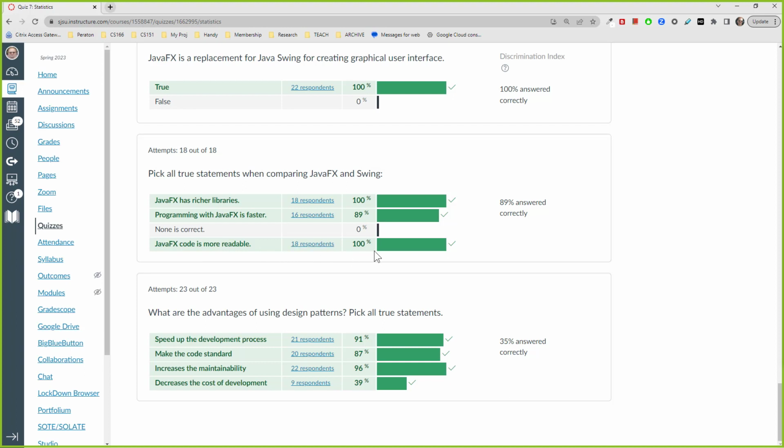Yeah. So let me see. We have 16 here, but 18, both of these. Programming with JavaFX faster. Yeah. I think I mentioned that in these slides.